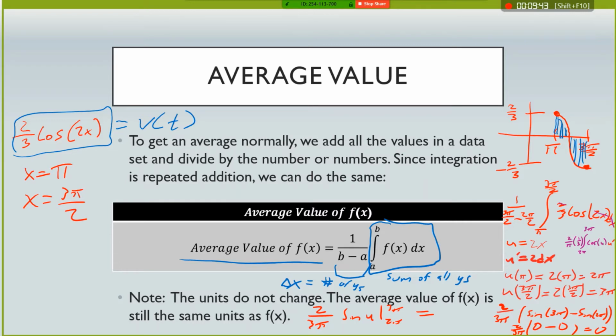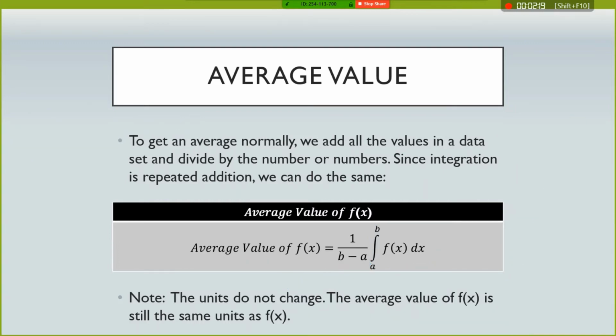Any questions on what we did? Yeah, sounds good to me. So let's say I wanted to find the average value of 2/3 cosine 2x from x equals pi to x equals 3 pi over 2. So our function looks something like this.